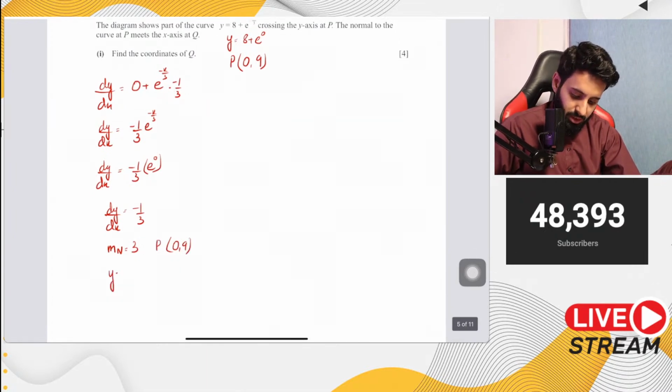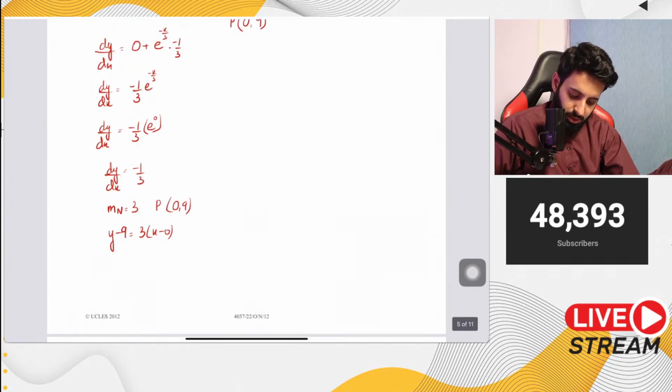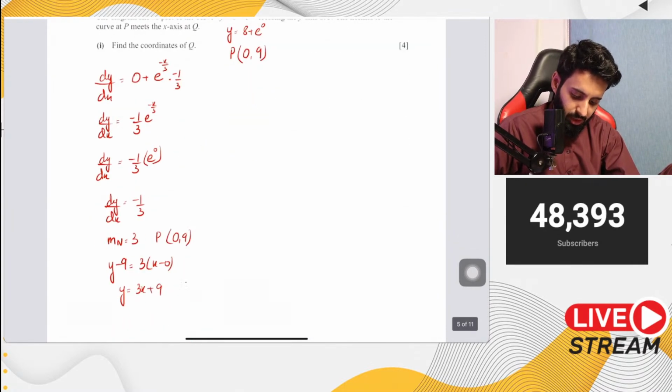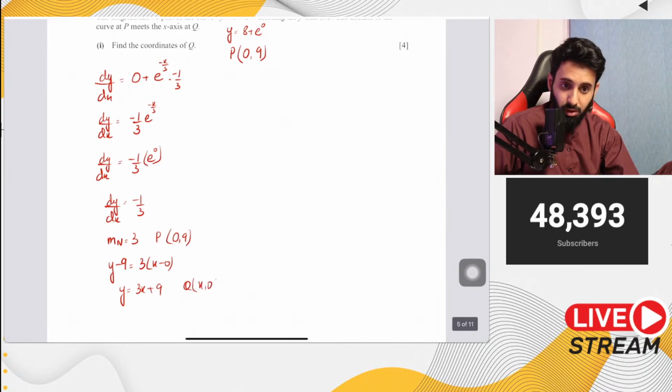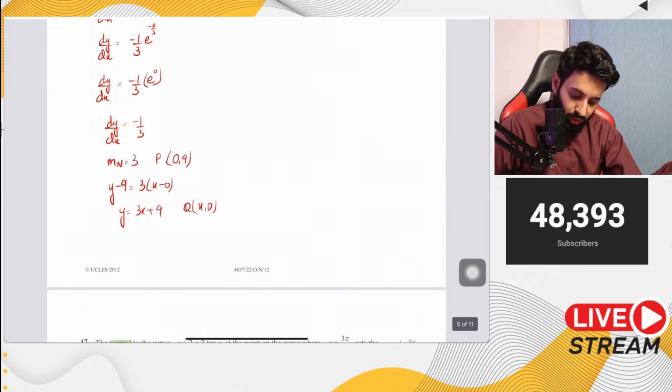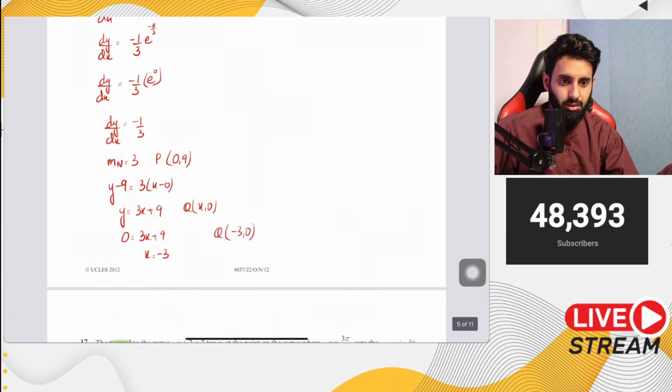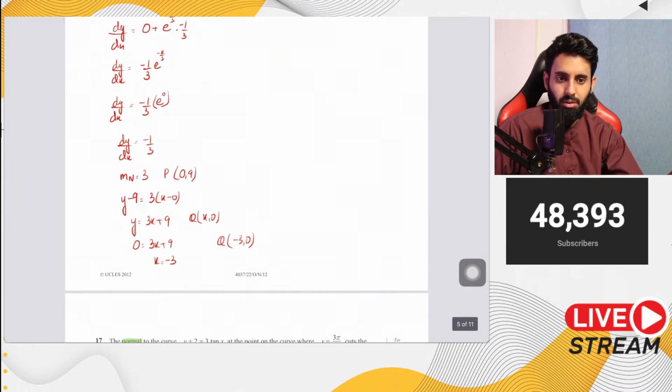So y minus 9 is equal to 3 into x minus 0, which means y is equal to 3x plus 9. Now you need to find the coordinates of Q. Q is the point where the line is cutting the x-axis, so that means the coordinates are going to be x comma 0. So you plug in 0 in place of y, 3x plus 9, and x equals minus 3. I've skipped a few steps, so I hope it's clear. And there you go. That's your answer. Minus 3 comma 0.